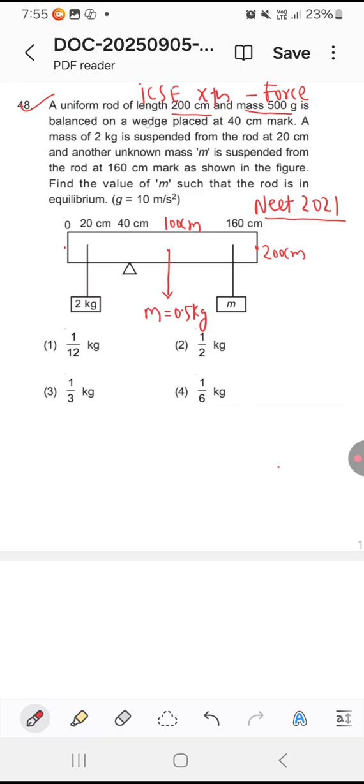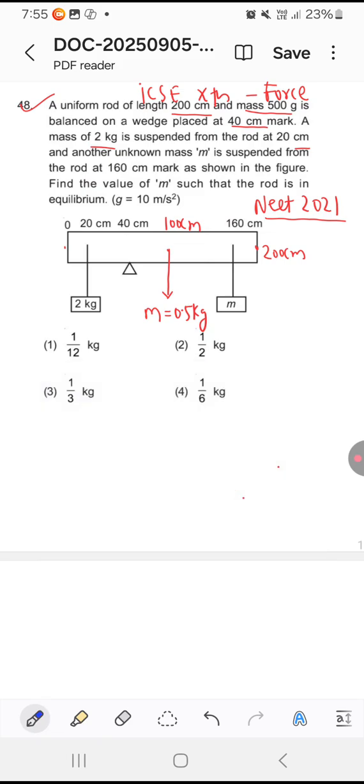Okay. Balanced at a wedge placed at the 40 centimeter mark. Fulcrum they have kept at 40. A mass of 2 kg is suspended from the rod at 20 centimeter. So they have suspended 2 kg at 20 centimeter. Unknown mass m at 160 centimeter. We have to calculate the value of this mass m. It's based on principle of moment. Clockwise moment is equal to anti-clockwise moment.